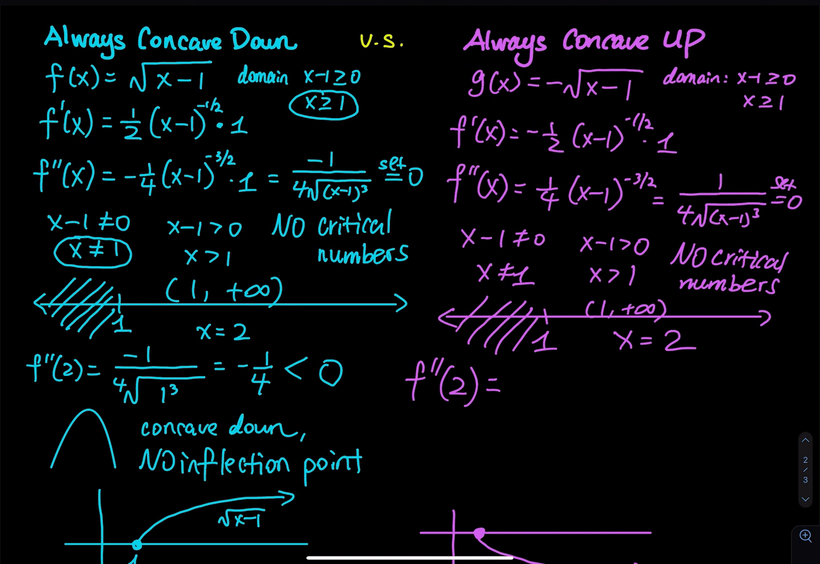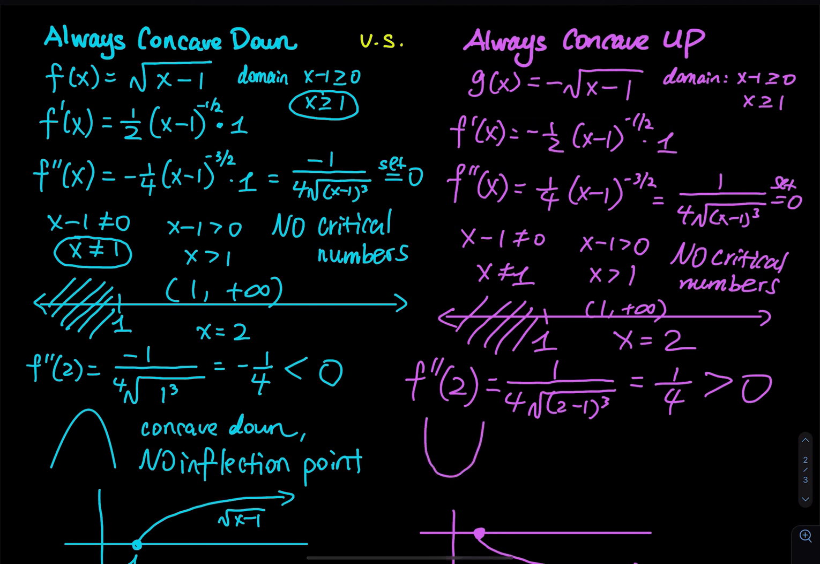So for the double prime, we have 1 divided by 4 times the square root of 2 minus 1 to the third power. So this time it is positive 1 over 4, all right? The top is a positive 1, and that is greater than 0. A second derivative greater than 0 means that within this interval, the curve is concave up the entire time. And also, there is no inflection point.